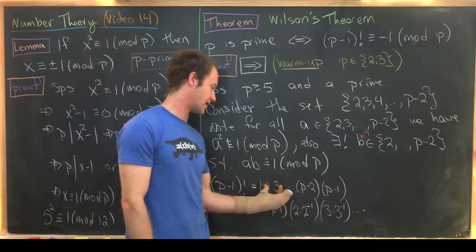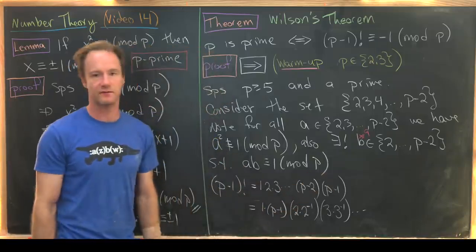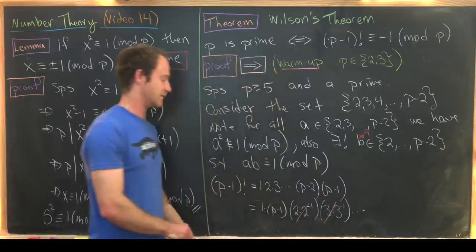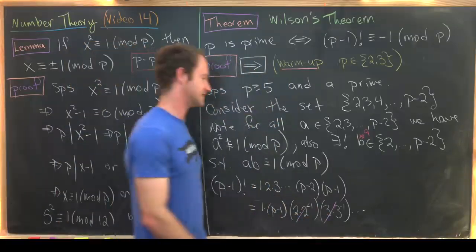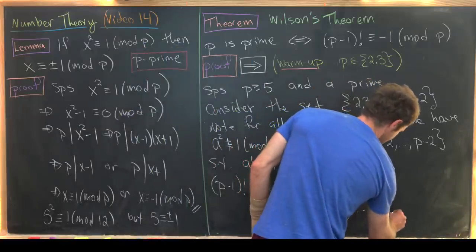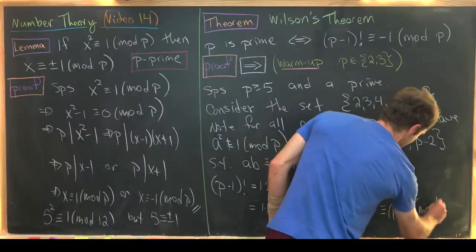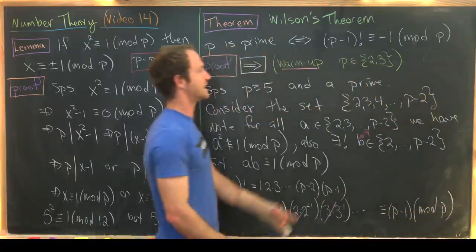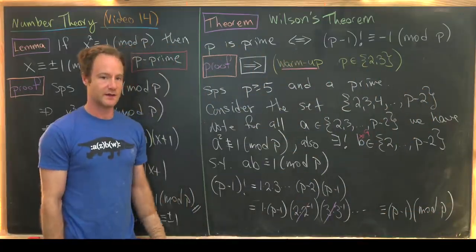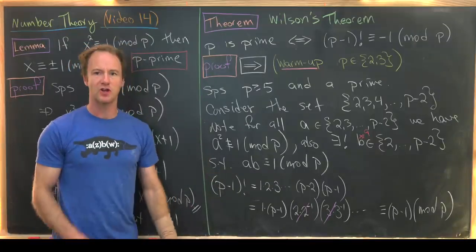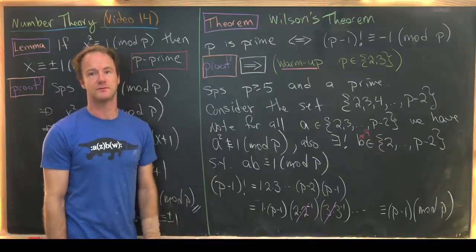Really, we're just pairing each of these numbers up here with their inverse. But now those are all going to cancel down just to the number 1, and we're left with 1 times p minus 1. But that means this is congruent to p minus 1 mod p, but p minus 1 is negative 1 mod p. And that finishes the proof of Wilson's theorem. Okay, so now we're going to look at some applications of this theorem.